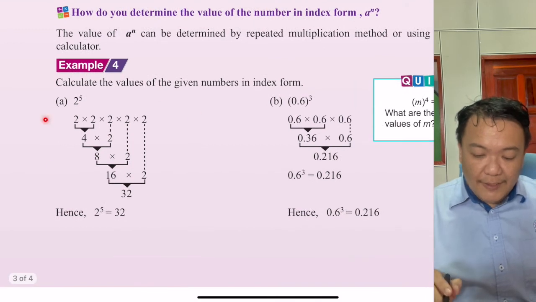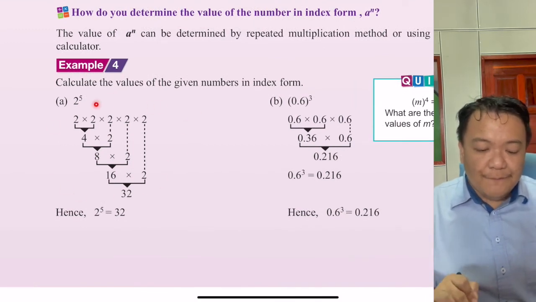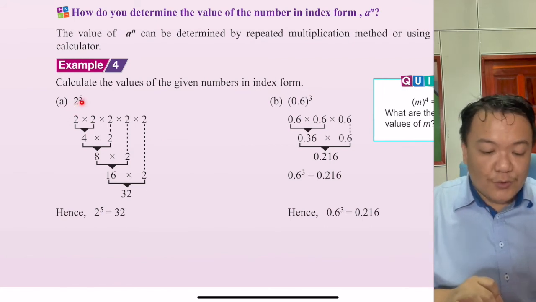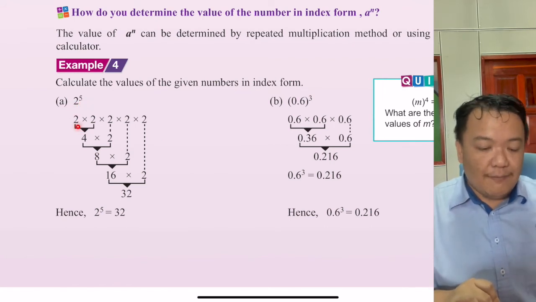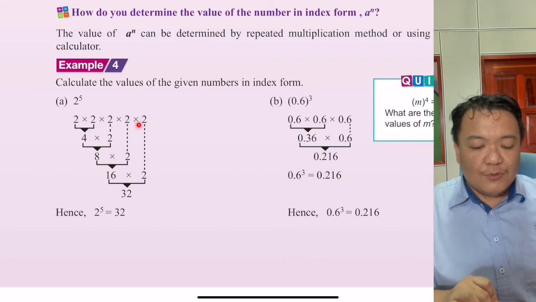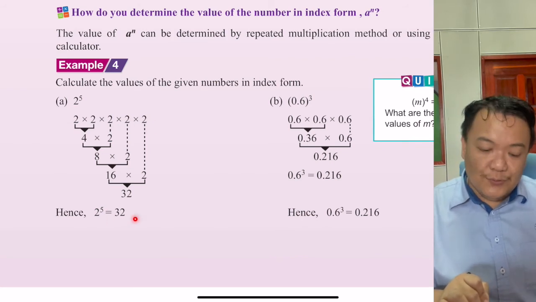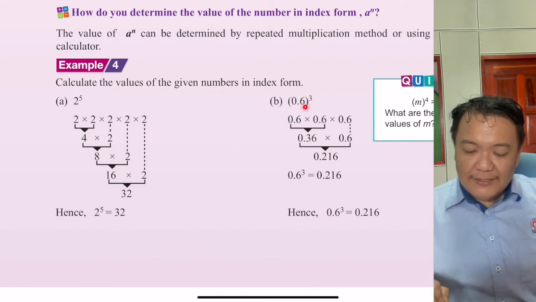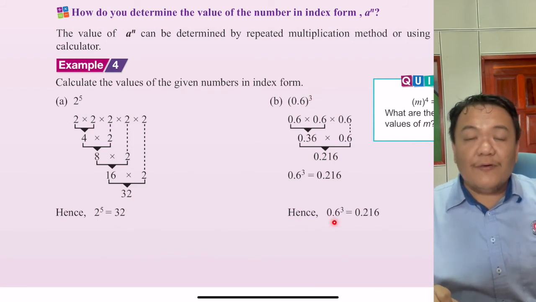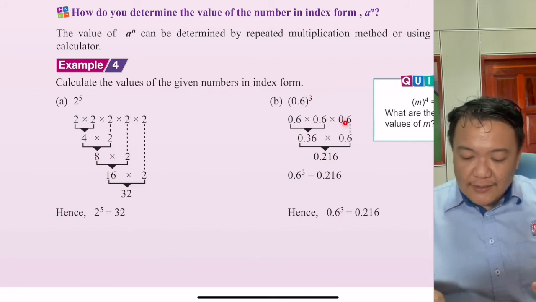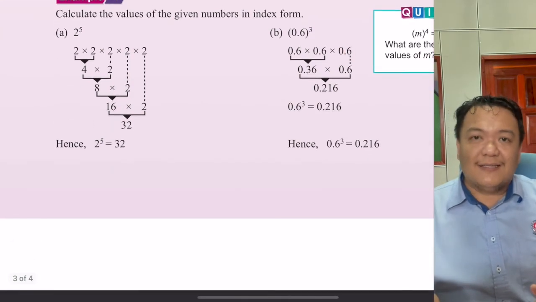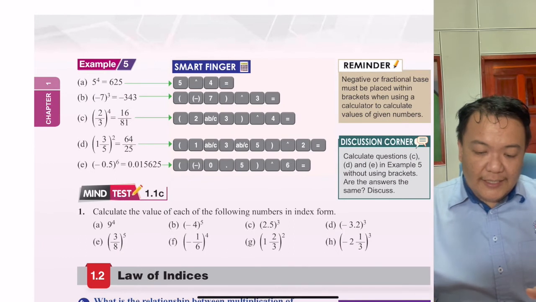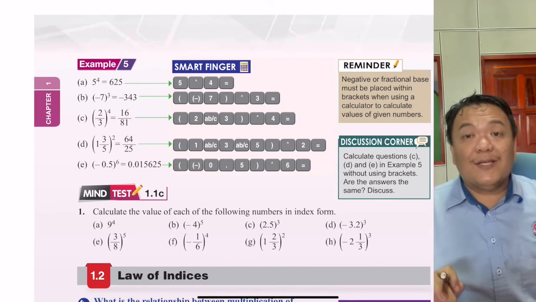So, yang pertama, the first method you can use repeated multiplication. So, kalau 2 kuasa 5, maksud dia awak darab 5 kali. So, 2 times 2 times 2 times 2 times 2, you will get 32. Just press your calculator. Same as 0.6 power of 3, 0.6, 0.6, 0.6.